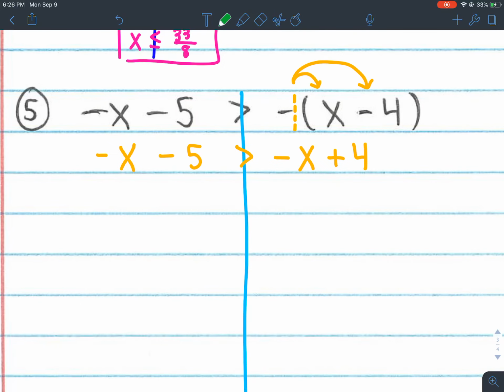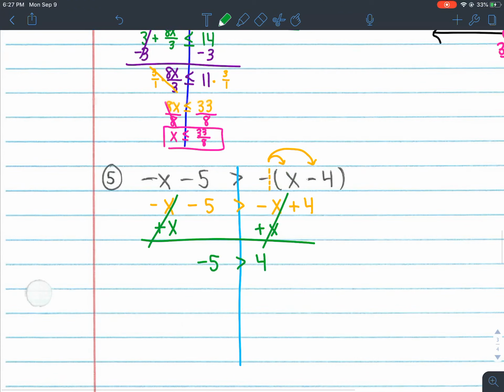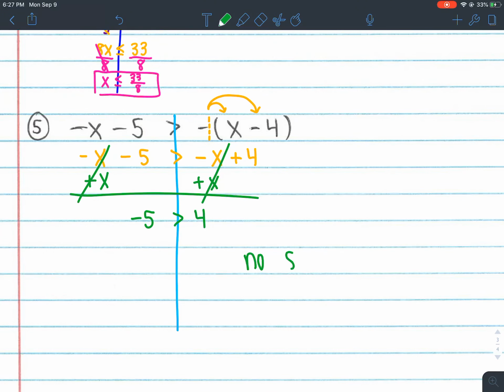Now my next step is going to move all my variables to the left side. So I would add this x over here and add this x over there. Well, negative x plus x is going to cancel, but negative x plus x on the other side also cancels. So now I have negative 5 is greater than 4. Well, is that true? Is negative 5 greater than 4? Is it bigger than 4? No, it's not true. So this is going to be no solution. And sometimes that happens. You don't have a number line that you can graph, and that's just what it is.